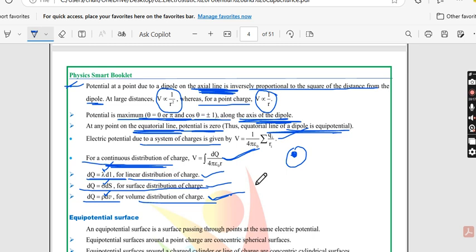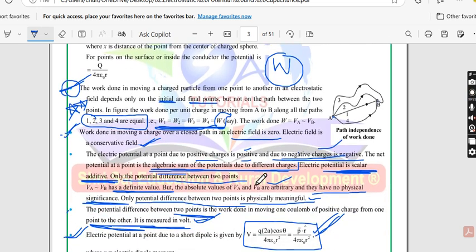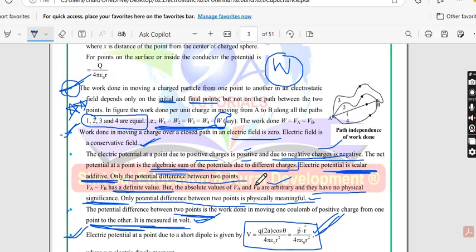Continuous charge distribution. So this is all the concept we have discussed in today's session. Let me revise, within 2 minutes, whatever I told you in this session. The first and foremost concept I told you today is that the work done in moving a charged particle from point 1 to point 2 in an electric field depends only on the initial and final points, but not the path.